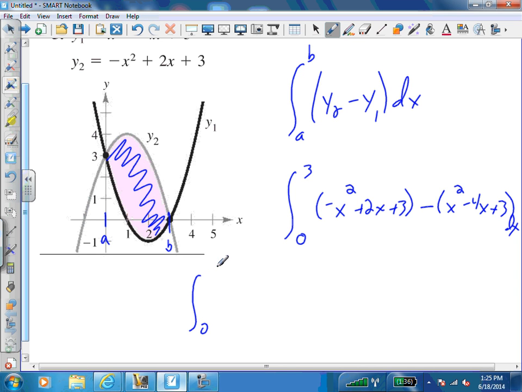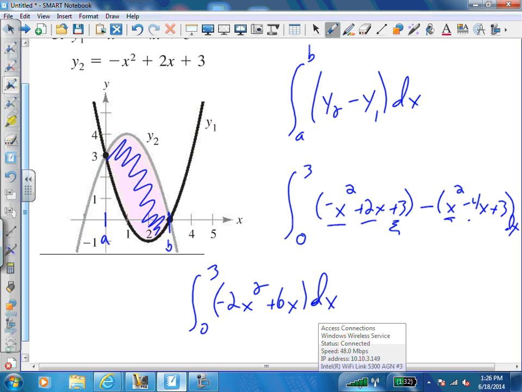So the integral from 0 to 3, we have a negative x squared minus an x squared, so minus 2x squared, that takes care of those. We have a 2x minus a negative, so plus 4x, so plus 6x. And then we have a 3 minus a 3, which is 0. So that's the integral that will give us the area between those.